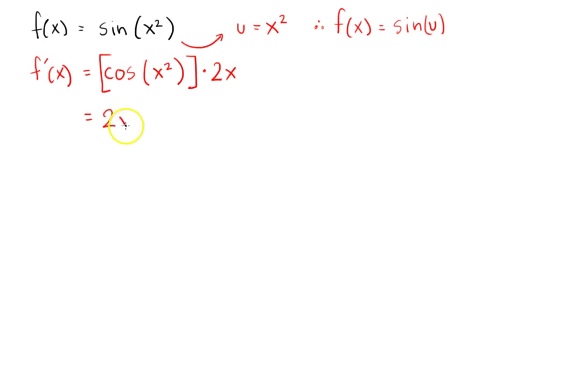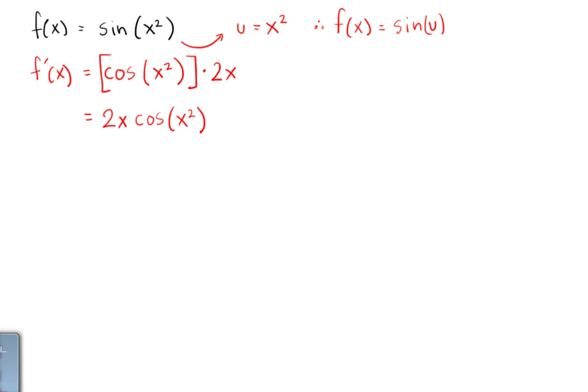Now, the reason why I do this is just because it's easier to understand. You don't have to do that. But if I wrote that as cosine x squared 2x, you might be tempted to make a mistake and go, oh, is that 2x times x squared? That's 2x cubed. No, it's not. It's 2x times this whole thing. So to make it easier to understand, I usually put the 2x in the front. That's just what I do. You don't have to do it, but I tell you, it does avoid mistakes.